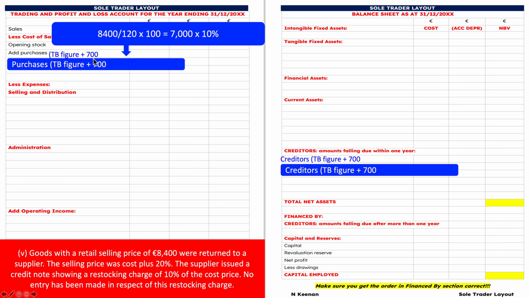How do I get 700? So the goods had a retail selling price of 8,400. We divide that by 120, okay, and we multiply it by 100 and we get 7,000 euro there. Then we multiply that by 10% and that is our restocking charge. So that is the answer to that.